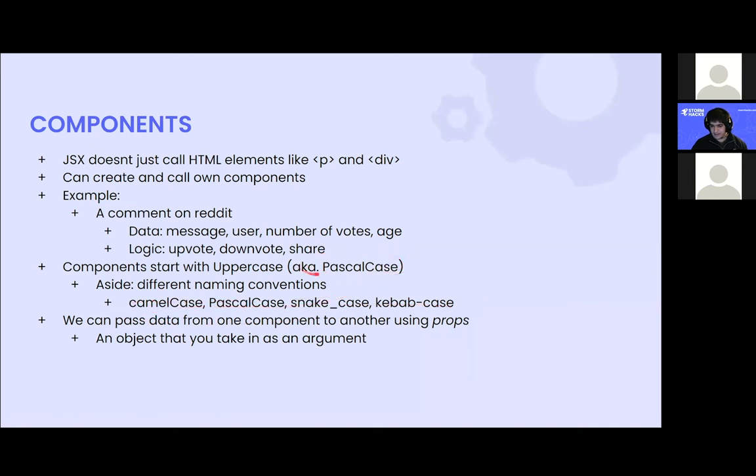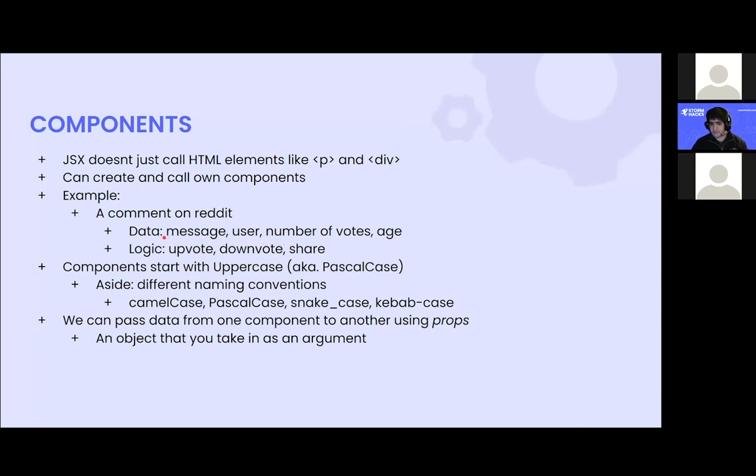Yeah, we use Pascal case to name components. And then we can also pass data into them. Let's say we have a component that takes in a bunch of data. We need to be able to pass it in. If you think about this, let's take a Reddit message as an example. The data it has is the message, the user, the number of votes it has, and how old the comment is. And if you think about the logic inside of it, you can click upvote, downvote, share. There's more stuff like you can add an award and block the user and view their profile and all that. Those are actions, but this is just a few examples. This isn't a complete list.